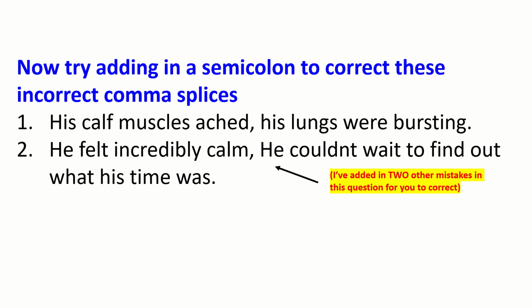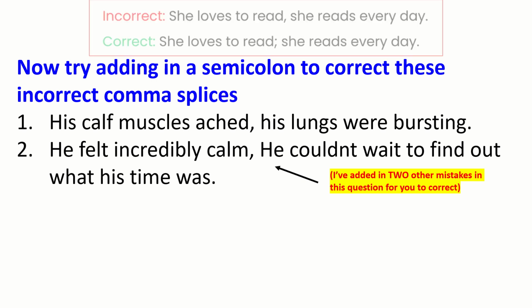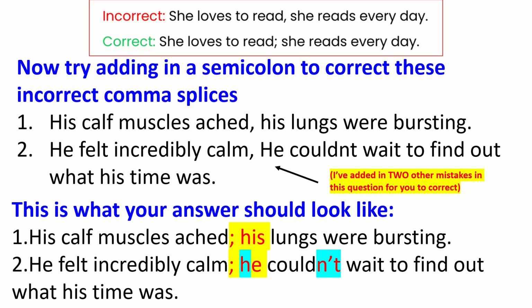Okay, so maybe pause the video. These are both comma splices. I want you to add the semicolon in the appropriate places for both sentences. And also, I've added a couple of other simple errors in the second sentence. So pause the video. Okay, so number 1, easy, literally just put in the semicolon. And the second one, semicolon in the same place, but you don't need a capital letter after a semicolon unless the word needs a capital letter normally, and couldn't was missing its apostrophe.